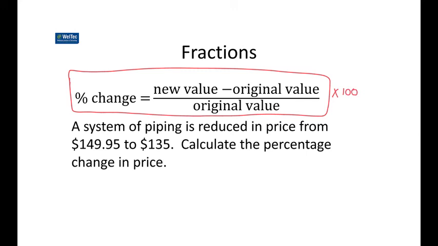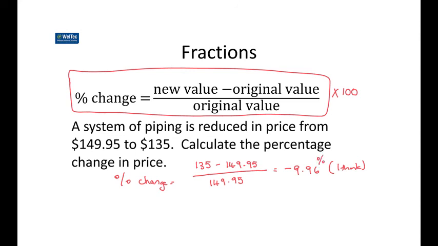So in the question here, find the percentage change in the price. The new value is 135. The original value is 149.95 over the original. Now the answer, I haven't got my calculator with me, but the answer is something like negative 9.96, I think. Now this negative tells us the price has gone down. Then we needed to multiply that by 100 to give us a percentage.